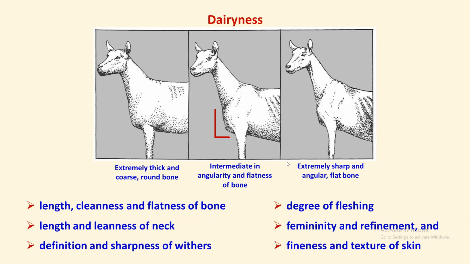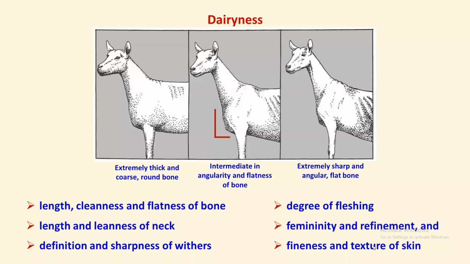Now the trait dairiness is very important. Dairiness is about how you see a doe, how good the doe is for you. Dairiness is based on the length, cleanliness, and flatness of the shoulder bone, then the length and leanness of the neck, definition and sharpness of the withers, degree of fleshing, femininity and refinement, then fineness and texture of the skin.